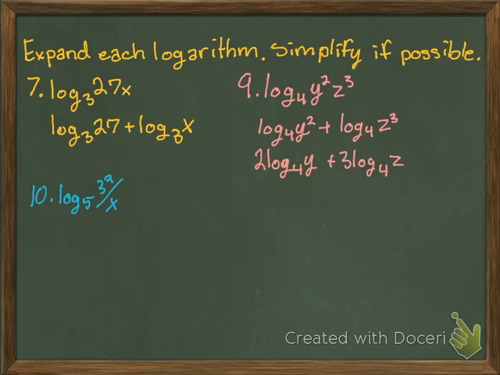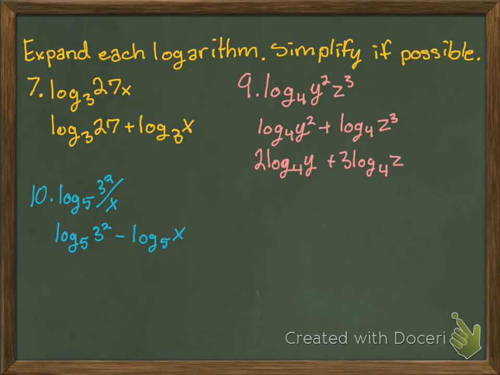Subtract. Okay. Why am I subtracting? What's telling me to subtract? Because I've divided by x, so I'm going to split those out by making a subtraction. Good job, Kevin. So log base 5 of 3 squared minus log base 5 of x. Correct.